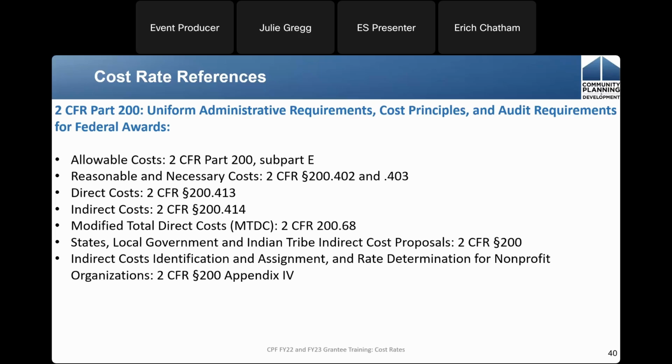So again, I encourage everyone to have their finance team review all of these items. Whether you're taking indirect or not, it's important to still make sure that you are establishing your proper policies, procedures, and protocols for documenting those direct costs. Everybody is going to have direct costs, of course. So make sure that you are documenting allowability, allocability, reasonableness, and necessity. Next slide, please.